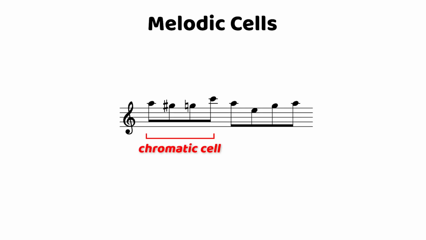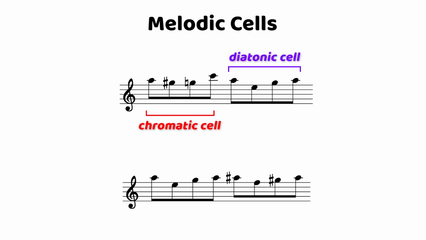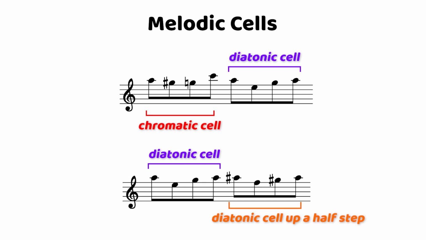By combining different cells, we are able to come up with and systematize different tensions and releases. For example, a chromatic cell can always resolve to a diatonic cell, or a diatonic cell can be shifted up a half step to create some more tension.